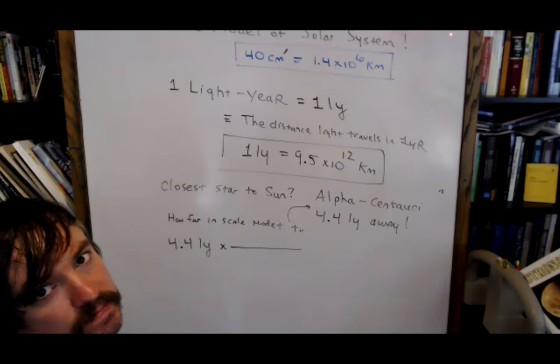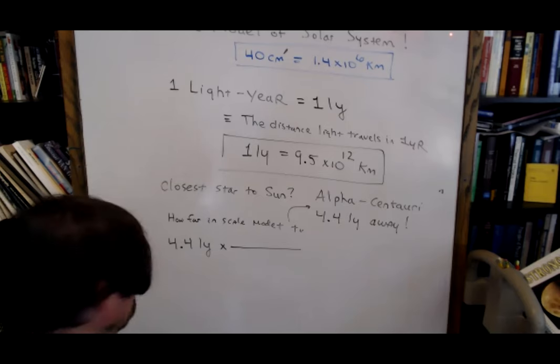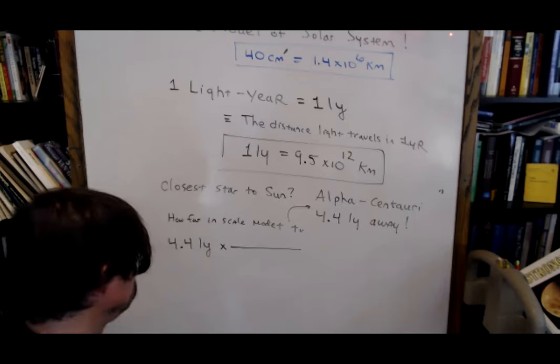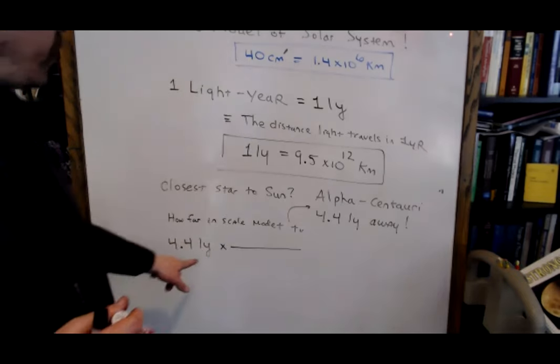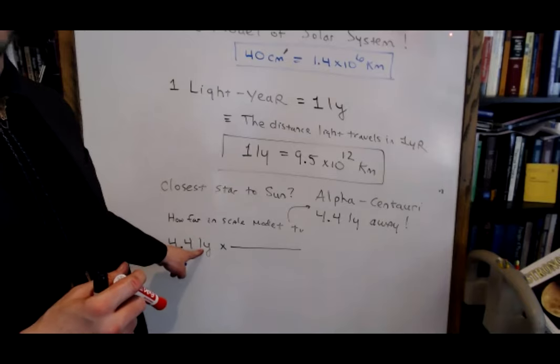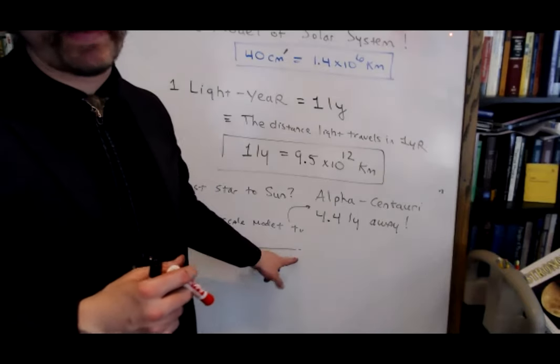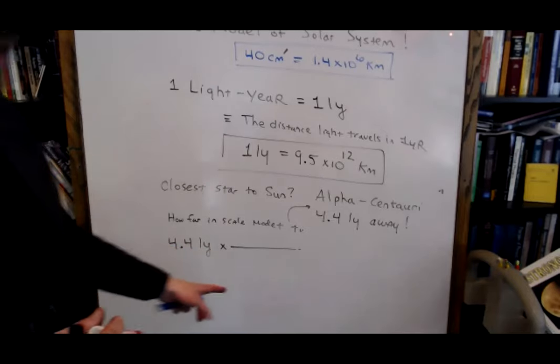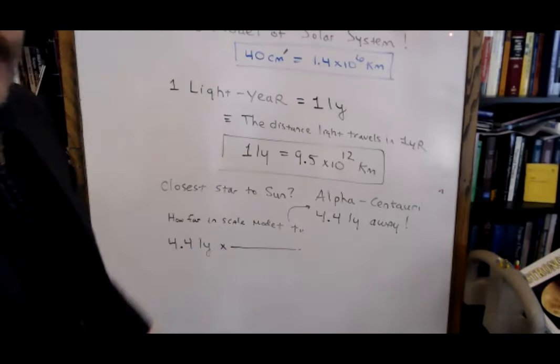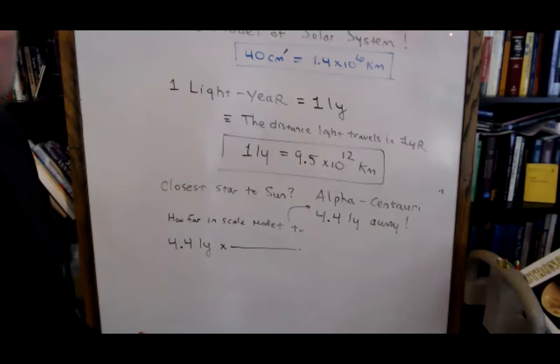Bottom units, kilometers? Well, here's the deal, Jose. This light year here is on the top. What you're supposed to put on the bottom is whatever you have here so that you can cancel out. If you put kilometers on the bottom, it's not going to cancel anything. You see what I'm saying?